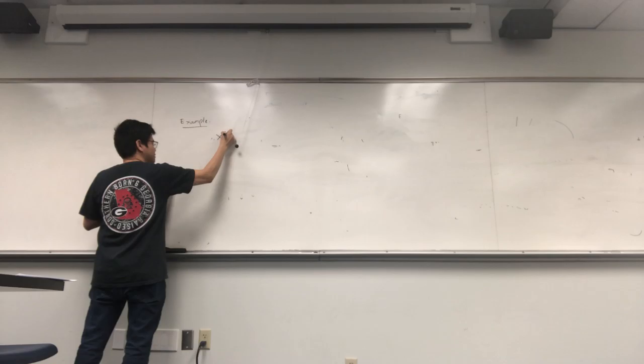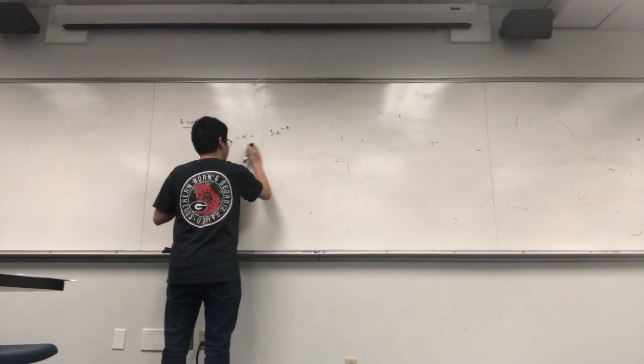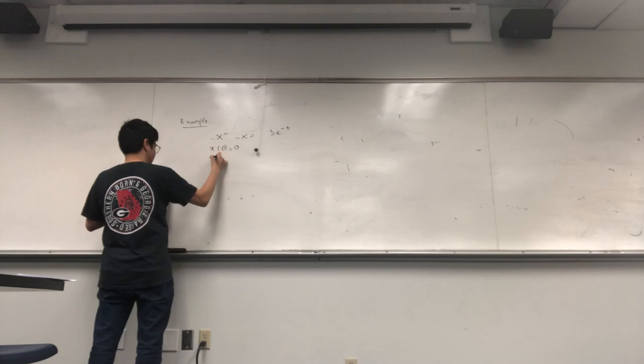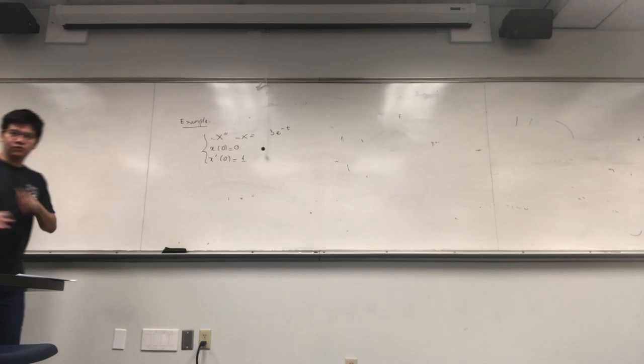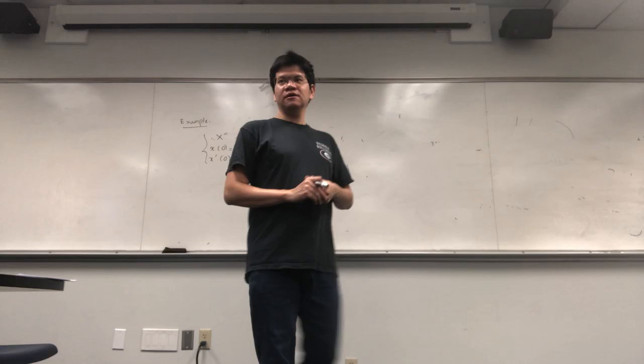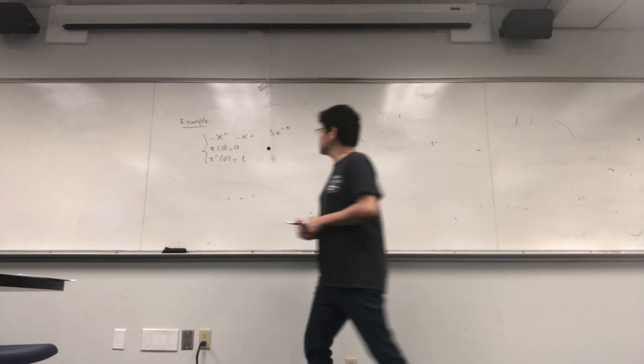Now you have to consider this equation, and then you have to solve it with two initial conditions. All right. So the last thing you're going to know is how to solve the second order inhomogeneous differential equation with constant coefficients, with initial conditions. All right. So how do we solve this equation?